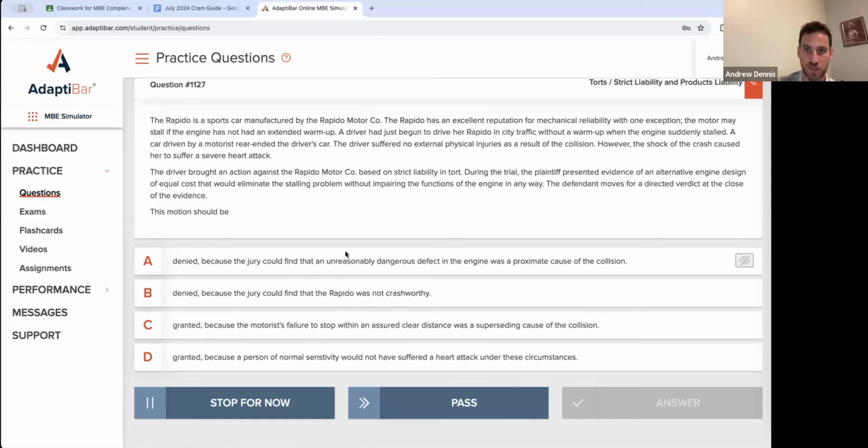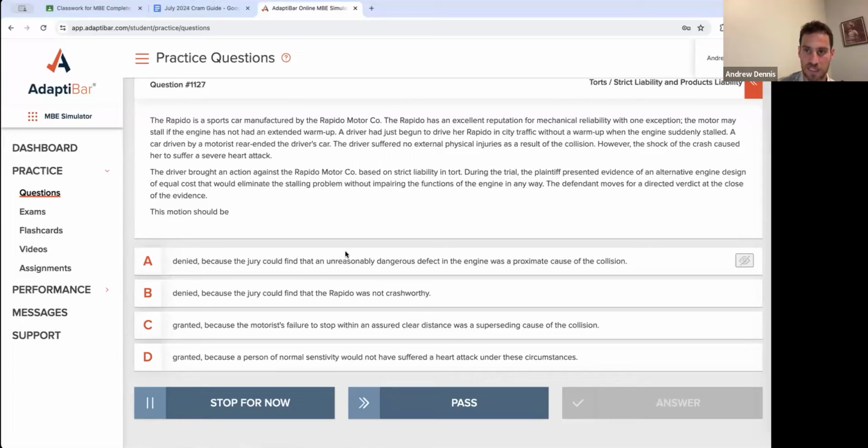A driver had just begun to drive her R in city traffic without a warm-up when the engine suddenly stalled. A car driven by a motorist rear-ended the driver's car. The driver suffered no external physical injuries as a result of the collision. However, the shock of the crash caused her to suffer a severe heart attack. The driver brought an action against the R Motor Company based on strict liability in tort.